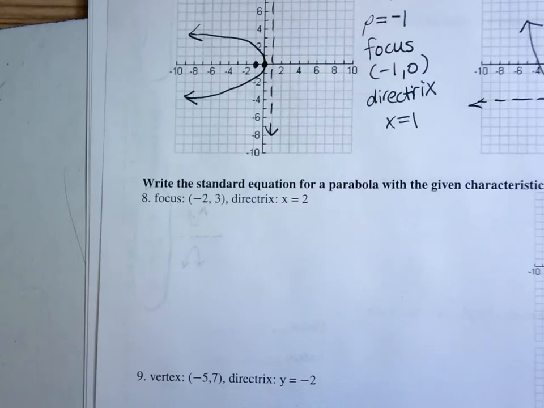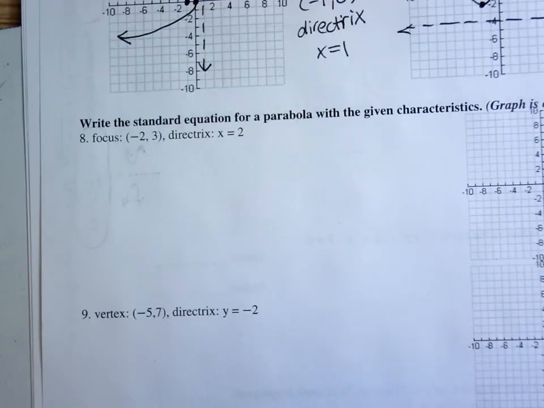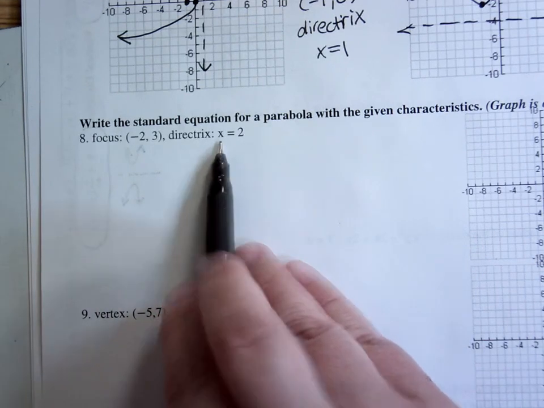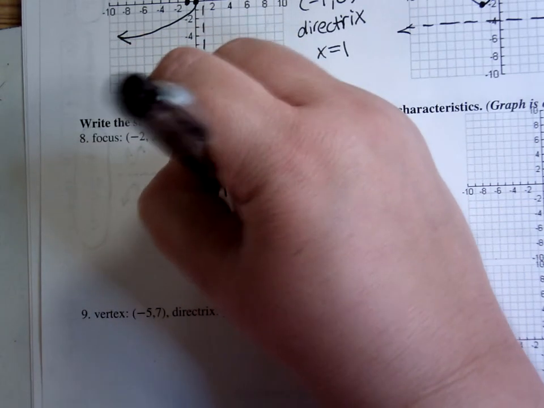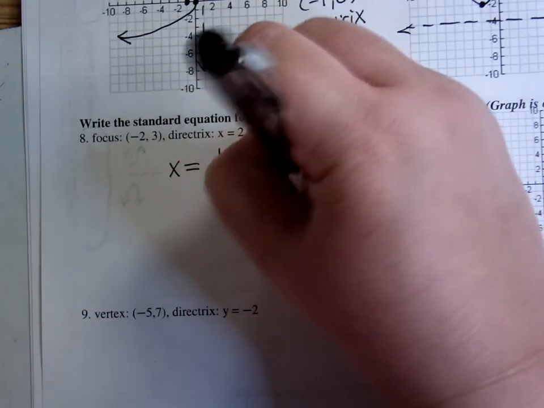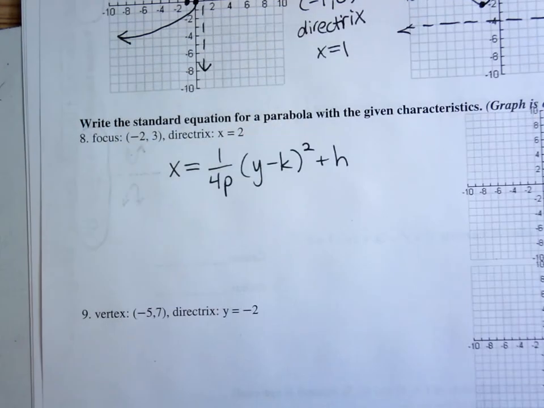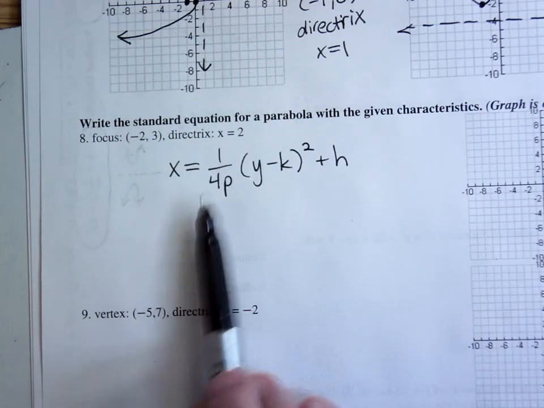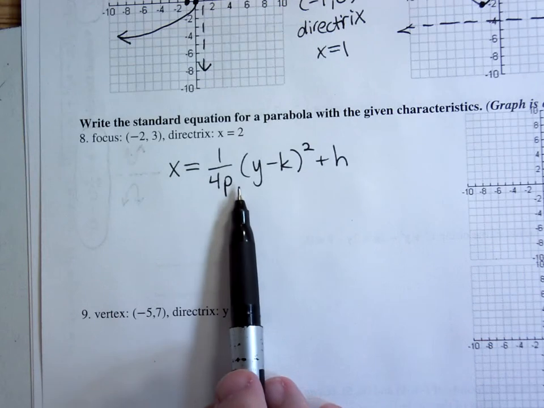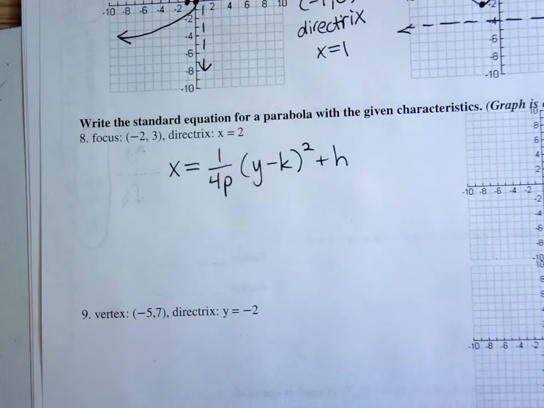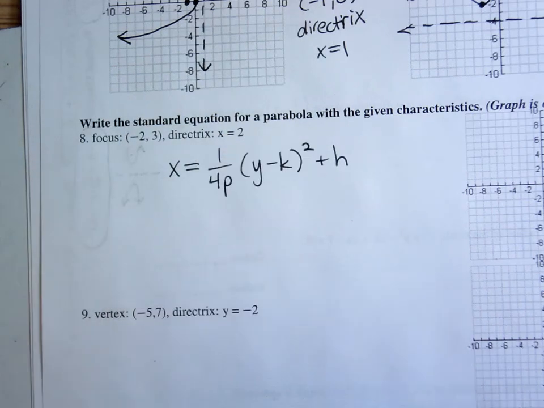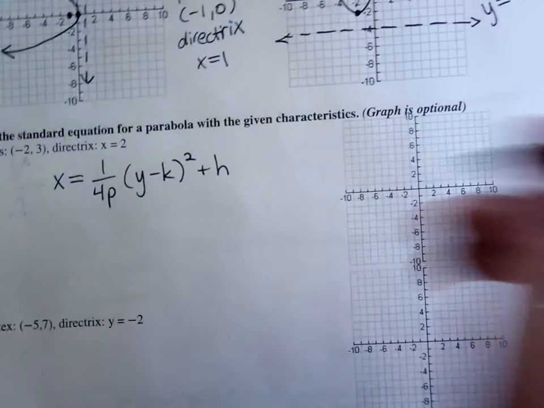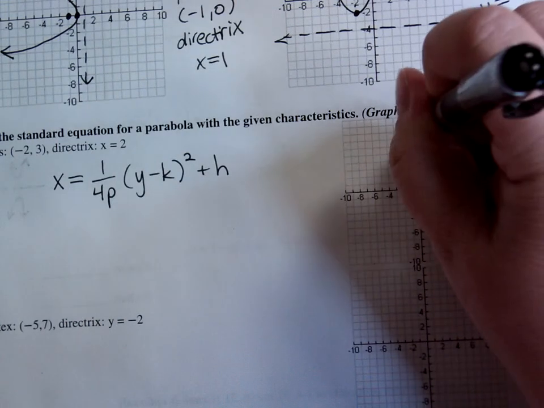Number 8, write the standard equation for a parabola with the given characteristics. If the directrix is x equals, that means my equation is going to be x equals 1 over 4p times (y minus k) squared plus h. Writing out the standard form equation without anything plugged in is a really good idea a lot of the time. So now my focus is at (negative 2, 3). My directrix is at x equals 2. So I have to figure out from that. Here's the directrix.